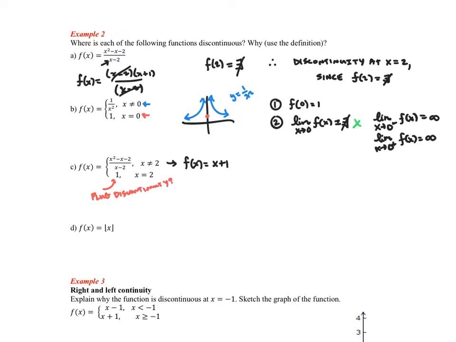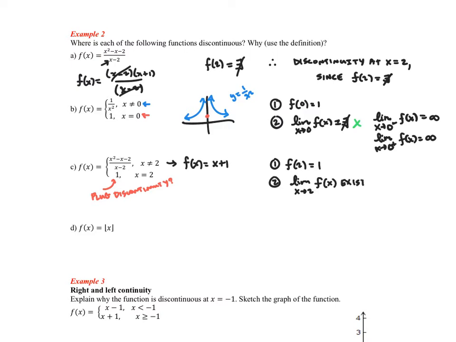Will it plug that discontinuity? We'll see. Let's look at it. So in part 1 of the continuity checklist, does f of 2 exist? Yes, it does. It equals 1. Part 2, does the limit as x approaches 2 of f of x exist?